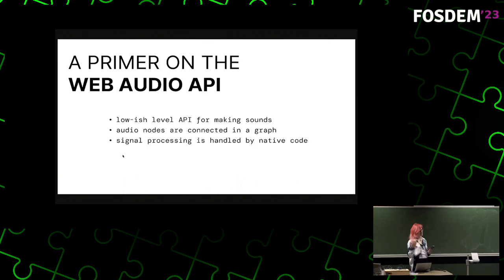And so a super, super quick primer on that is it's a low-ish level browser API for making sounds on the web. You create audio nodes, so they might be sound sources like an oscillator or some signal processing like a filter or a delay, and you connect those into a graph in JavaScript. But all the signal processing happens in native code that we don't write and we don't control.